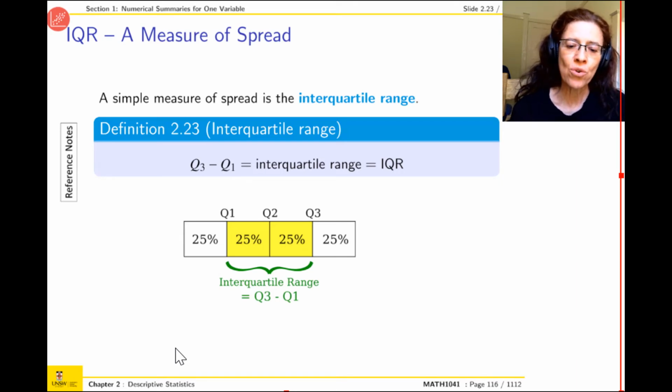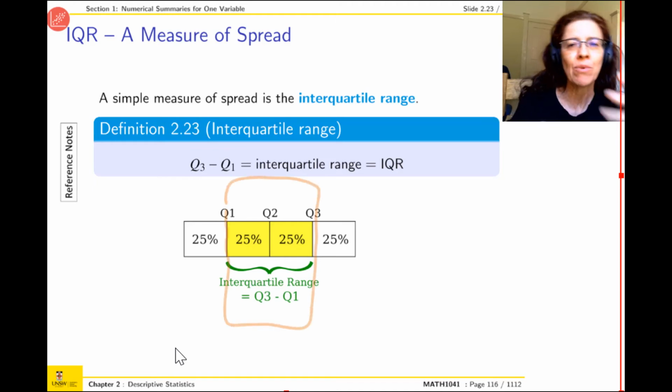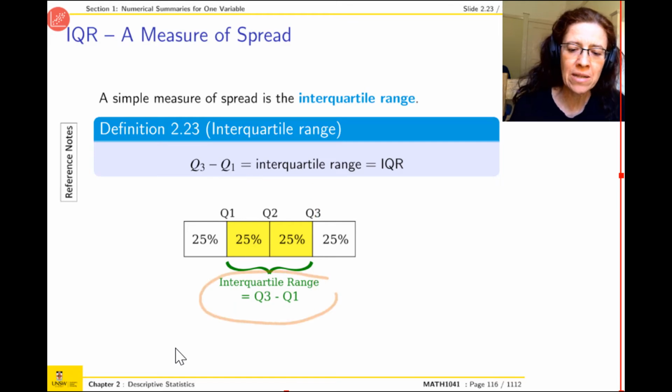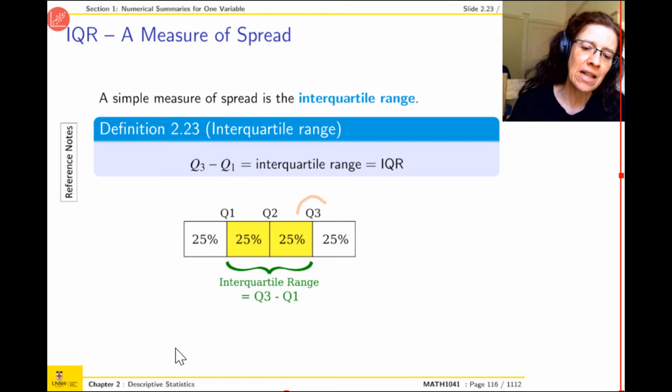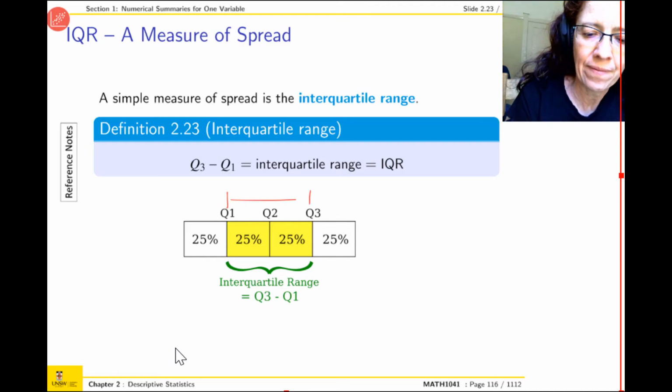I'm sure you'll know several measures of spread. So one is the interquartile range, which basically tells you where the central 50% of your data is. The interquartile range is a number because you get it by calculating the 3rd quartile minus the 1st. So basically what you are calculating is this distance here.